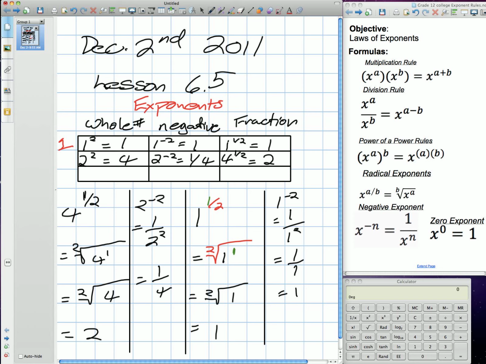3 squared, 3 to the power of negative 2, and 9 to the power of a half. What is 3 squared? 9. 3 times 3 is 9. 3 to the power of negative 2? 1 over 9. So if you notice, for our negative answer, it was 1 over that. We would have 1 over 9 as our answer. And in this one, when it's the power of a half, essentially it's asking what's the square root of 9? It's 3. So our answer is 3.